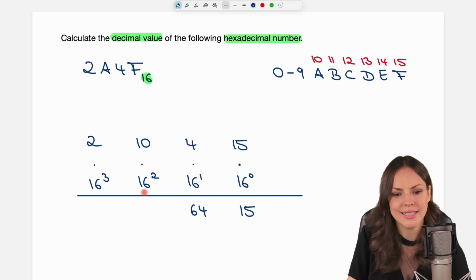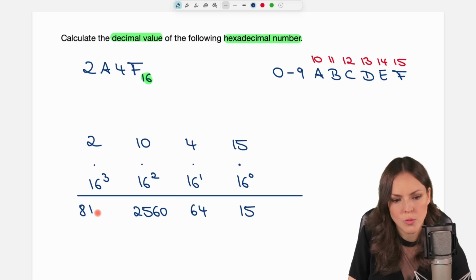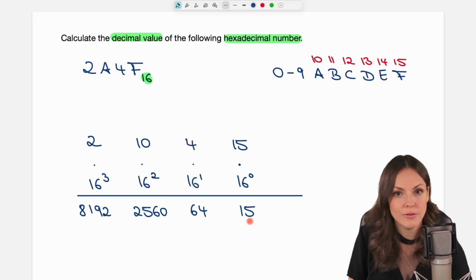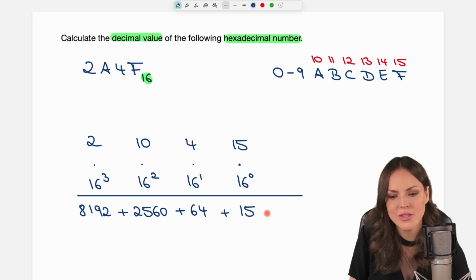Now I can calculate this, and I get 2,560. And if I multiply these two numbers, I get 8,192. Now that we have all our results, we are going to add these numbers, and in total, we get 10,831 as our decimal number.